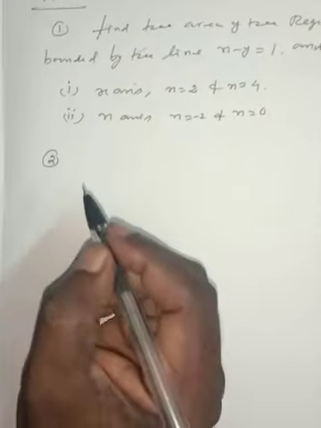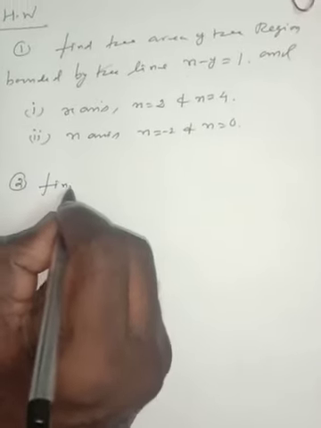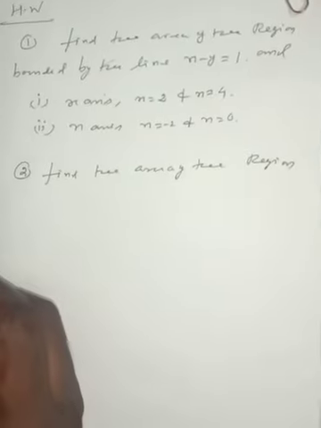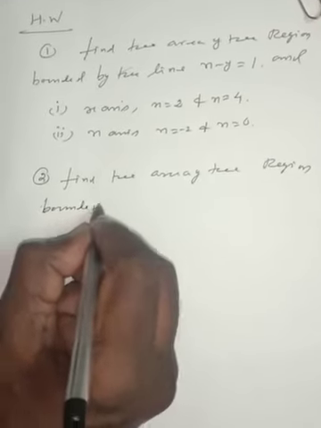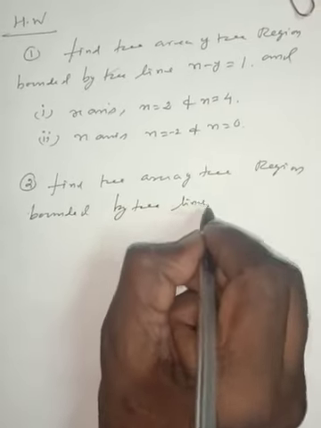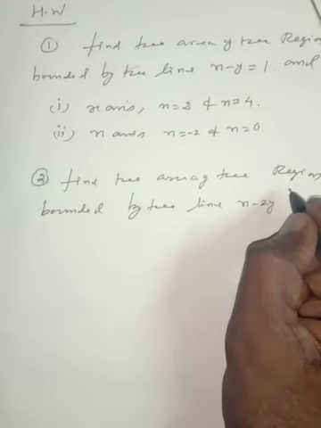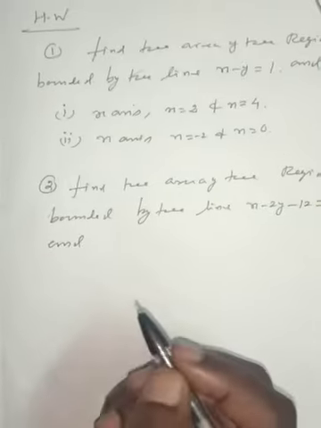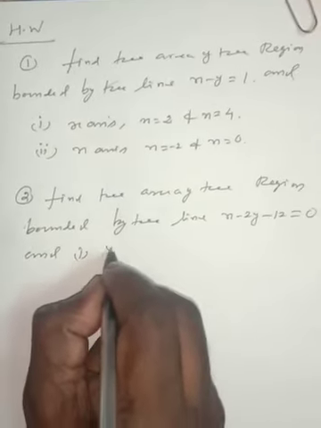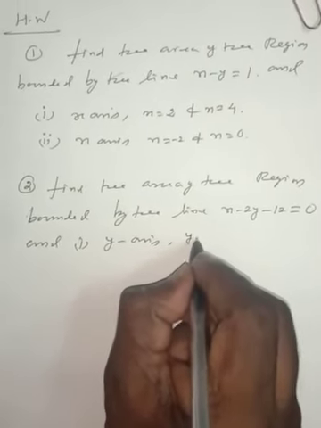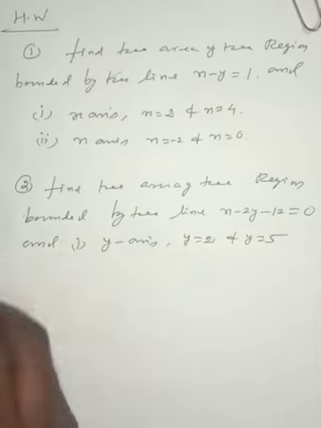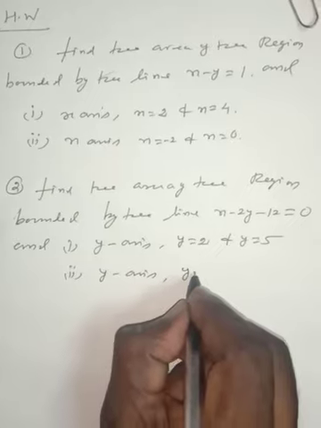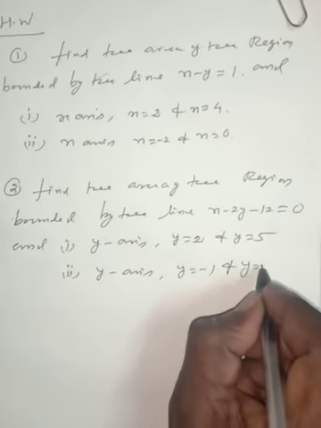Question number 2, find the area of the region bounded by the line x minus 2y minus 12 is equal to 0 and, number 1: y axis, y is equal to 2 and y is equal to 5. Number 2: y axis, y is equal to minus 1, y is equal to minus 3.